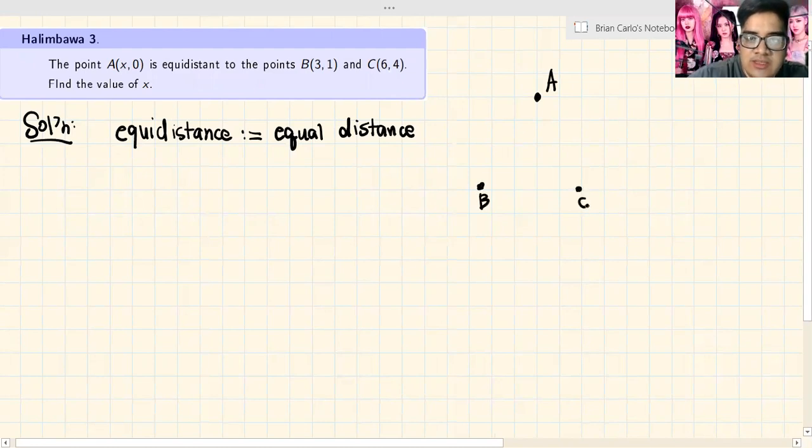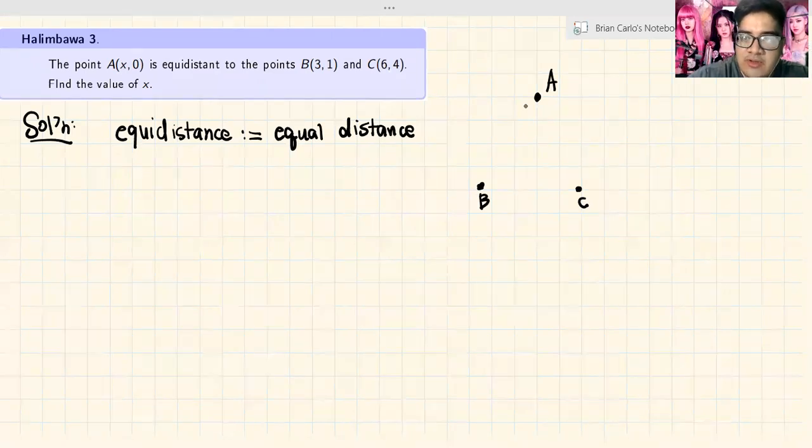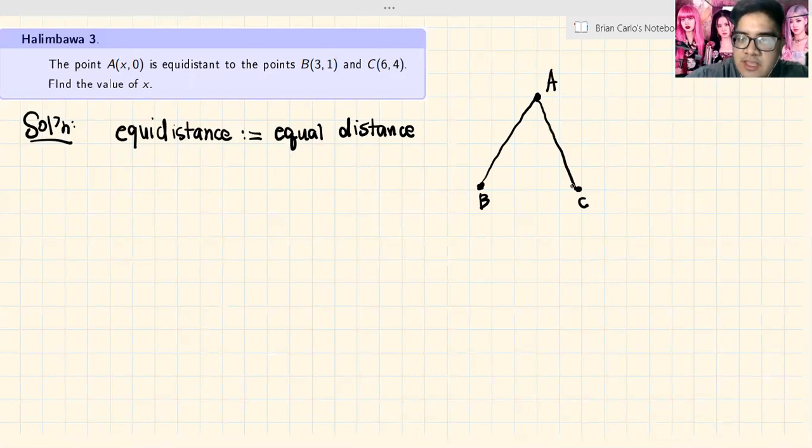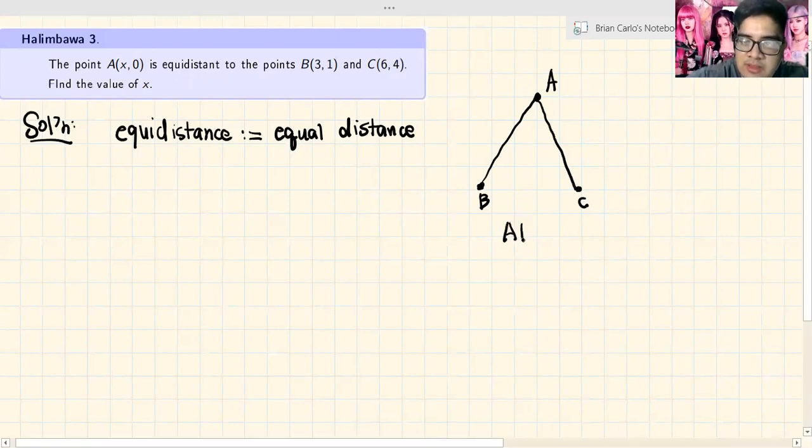Alam natin hindi yan yung eksakto kasi may coordinates yan na 3, 1 and 6, 4 respectively, pero gawin natin na parang analogy. Itong segment na to, nabubuo yan. Ibig sabihin, yung point A ay equal distance doon sa points B and C. Ibig sabihin, yung distance ng segment AB ay equal sa distance ng segment AC. Yun nga yung sinasabi ng problem.